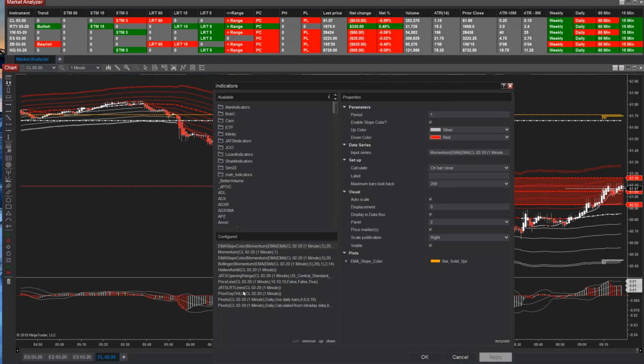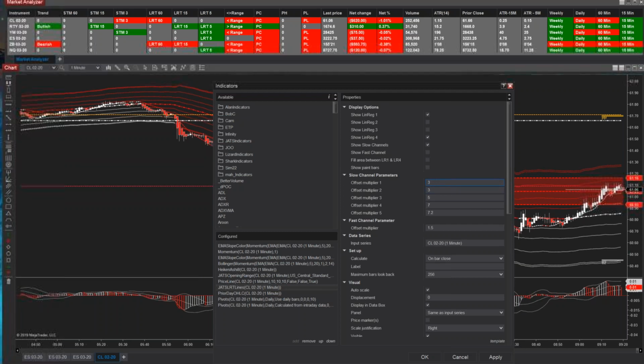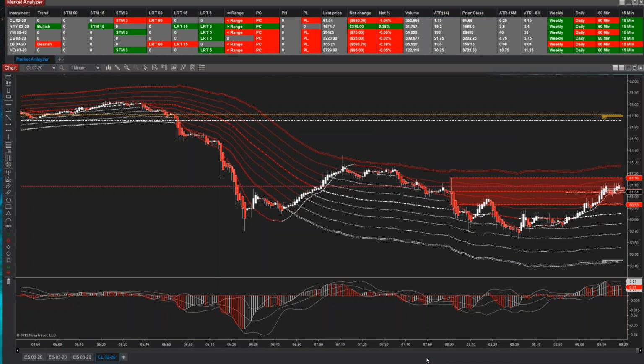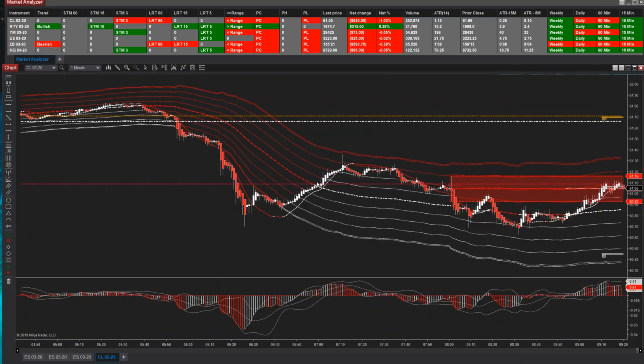Pull the indicator up so that you can see it right here. So I've got it on 1.53, 5, 7, and 7.2. If you would like to play around with these settings and see what a 2, 4, 6, 8, 8.2 looks like, you can stretch that range out a little bit on the offset multiplier.